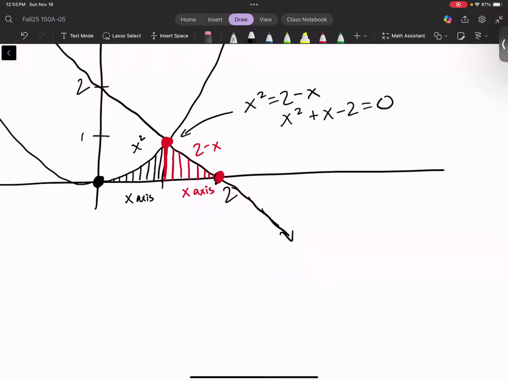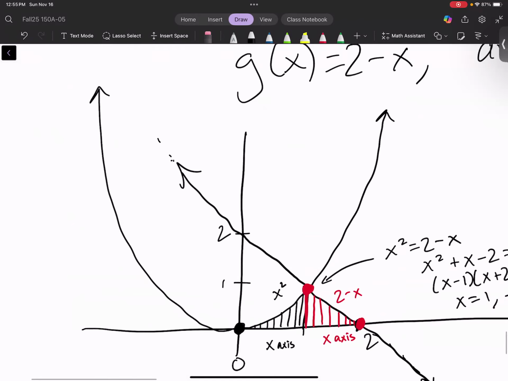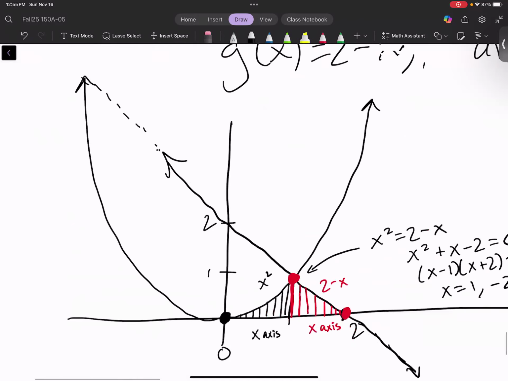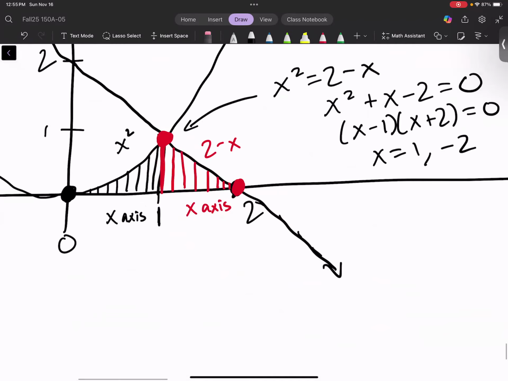And then we can factor. So we'll have x minus 1, x plus 2. Okay, so x equals 1 and negative 2. Now, x equals 1 is going to be the answer we care about. Negative 2 is not inside our interval, right? Notice our picture here is on the right-hand side. Negative 2 is all the way over here, and you can see they were going to intersect at another point, but that's not the picture we care about. We care about right here. So this is x equals 1.